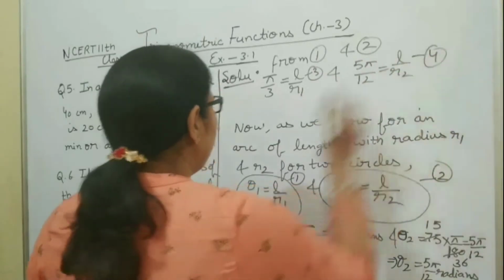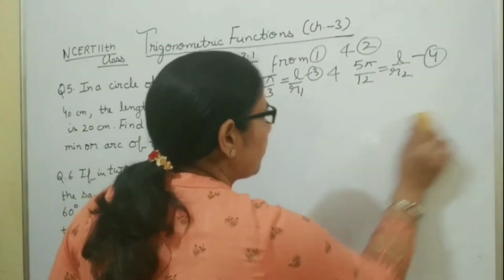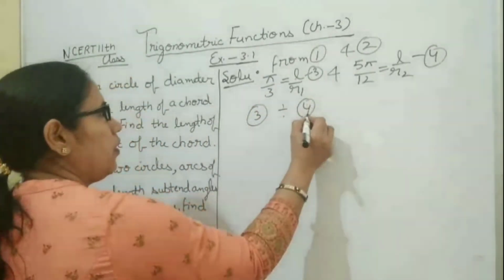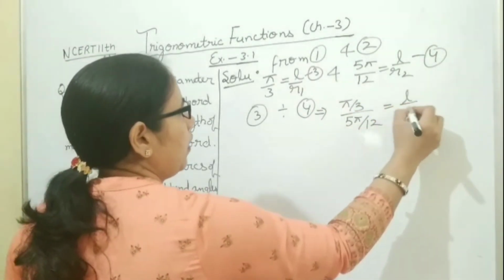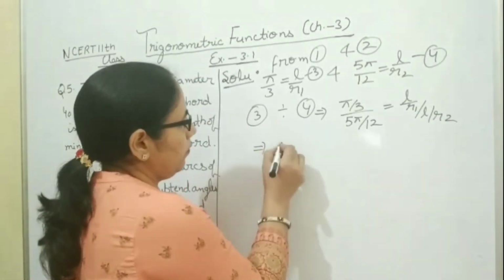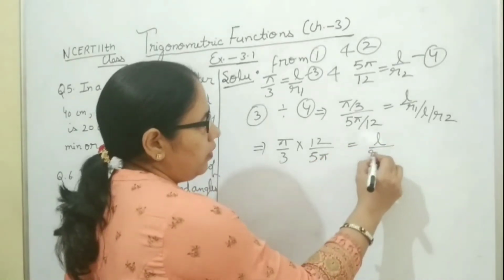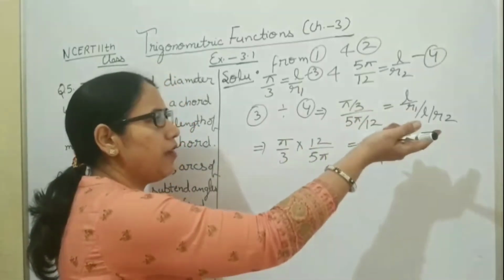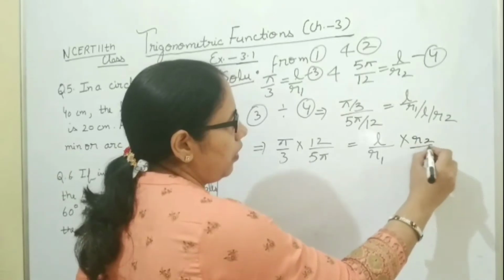Mark it 3 and 4. On dividing the third by the fourth equation, we get pi by 3 over 5 pi by 12 equals L by R1 over L by R2. Clear? Now on multiplying, the terms will get reversed. If we convert the division into multiplication, the terms get reversed. So here it comes out to be R2 over L.